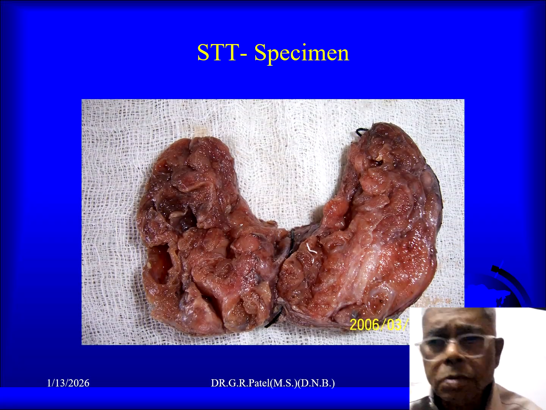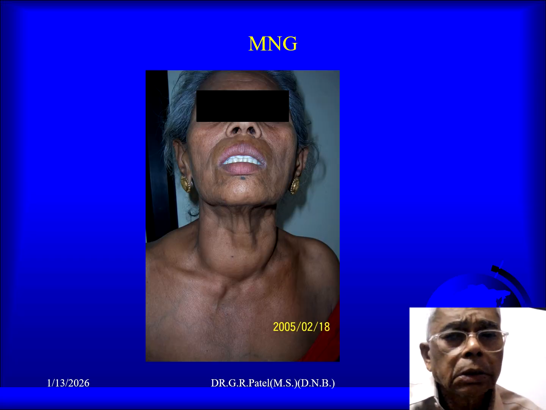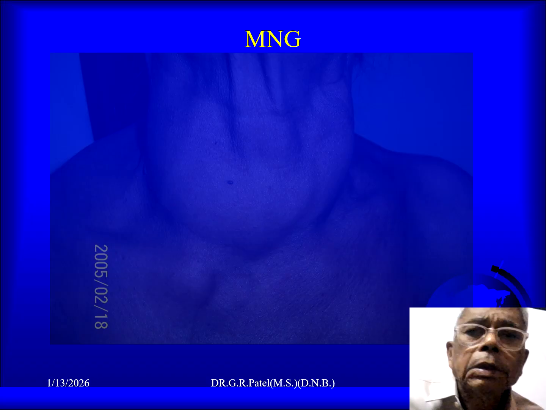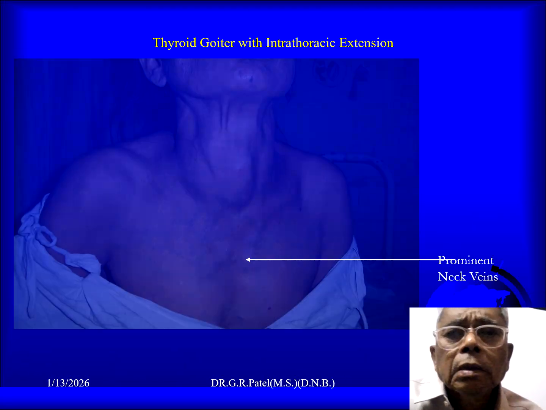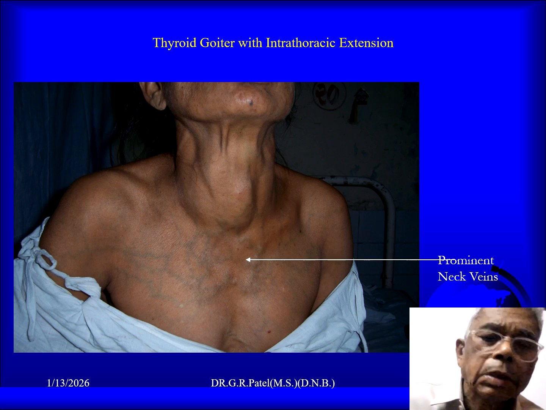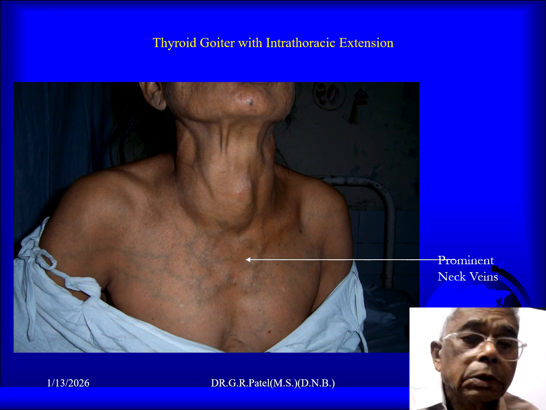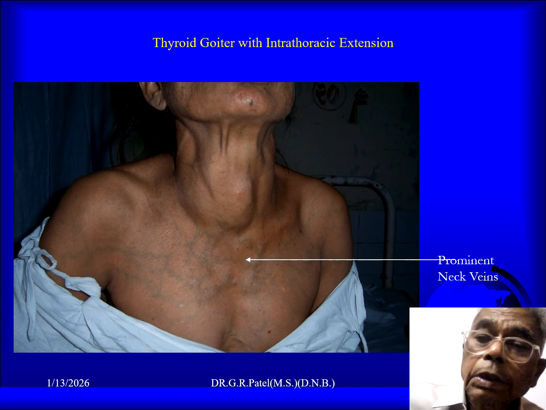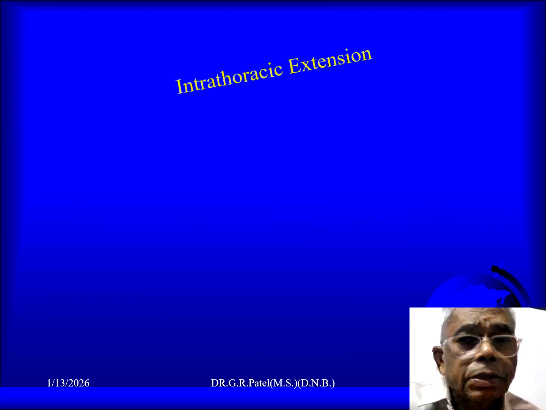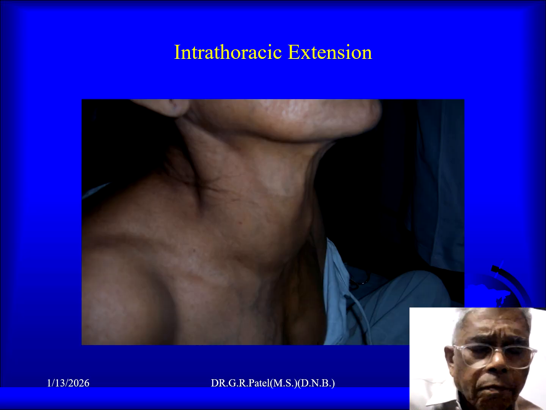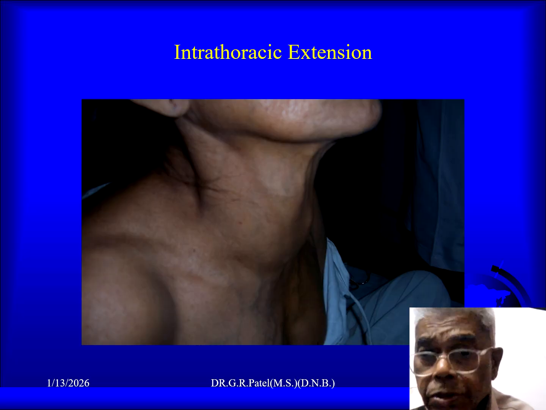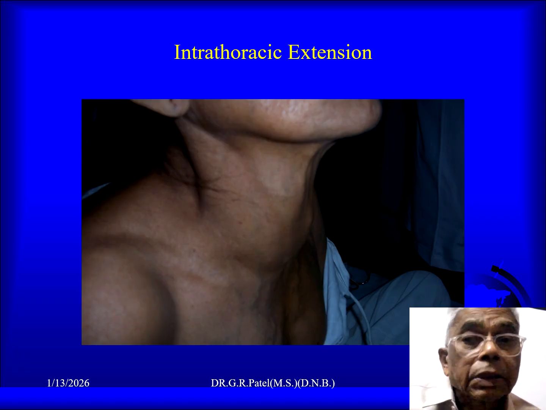Another specimen, cut section, multinodular goiter in this lady. Multinodular goiter, thyroid goiter with intrathoracic extension, so prominent veins on the front of the chest or sternum. Prominent neck veins are seen. Intrathoracic extension. Prominent neck veins suggest that there is intrathoracic extension.